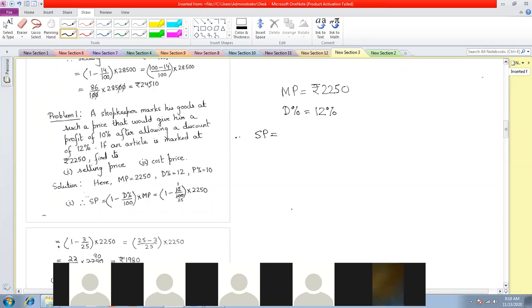Selling price is equal to, therefore, selling price is equal to... put off your camera. Whoever's camera is on, put it off.